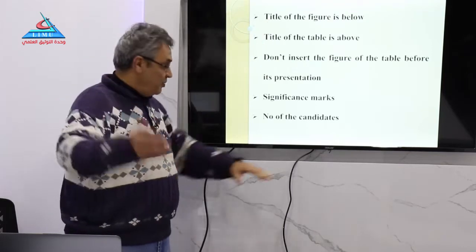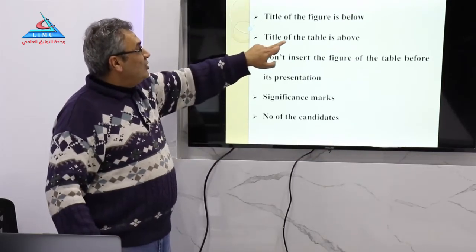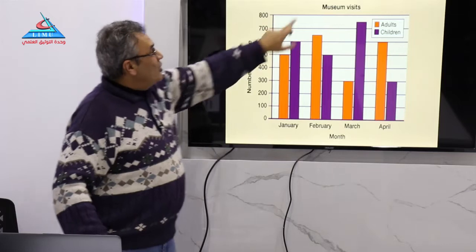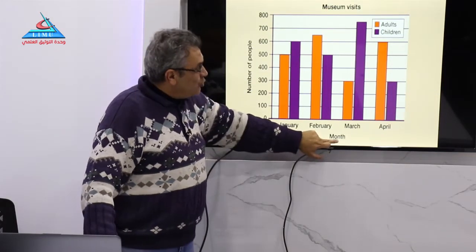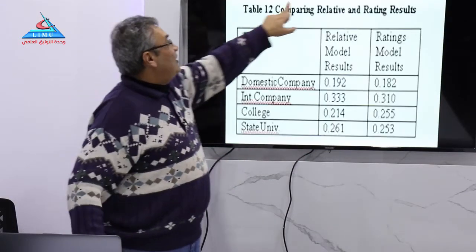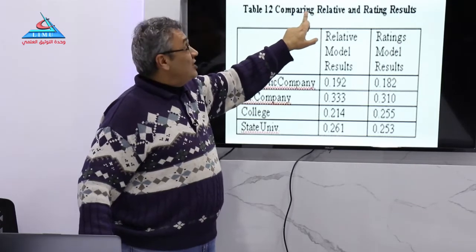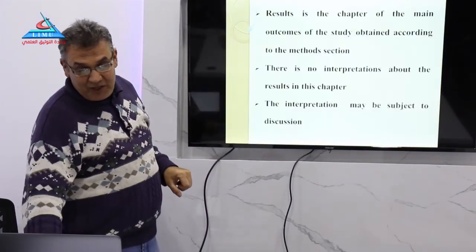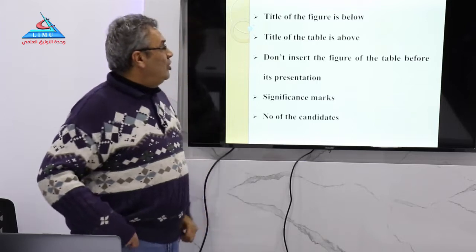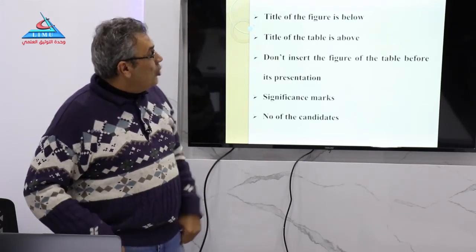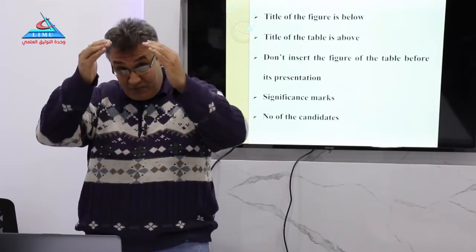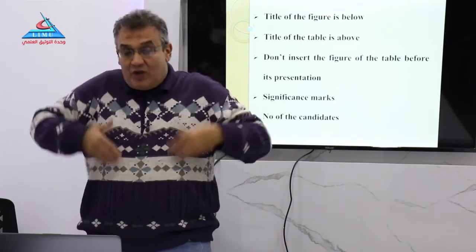The title of the figure should be below, not above. The title of the table is above. So when you go here, this is the figure. The title shouldn't be here actually. It should be here. This is the title of the figure. While in the table, the title is here. So the title of the table is above, the title of the figure is below. Don't insert the figure or the table before its presentation. So don't introduce a table or a figure before giving some description of what you are going to present.